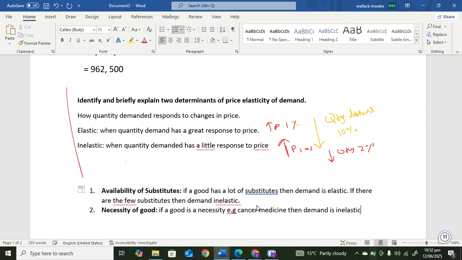Now, if a good is a luxury, something you can do without, not a necessity, then demand is elastic. Meaning if the price of that good goes up, you can even stop buying it. You won't lose that much. You can live without it.